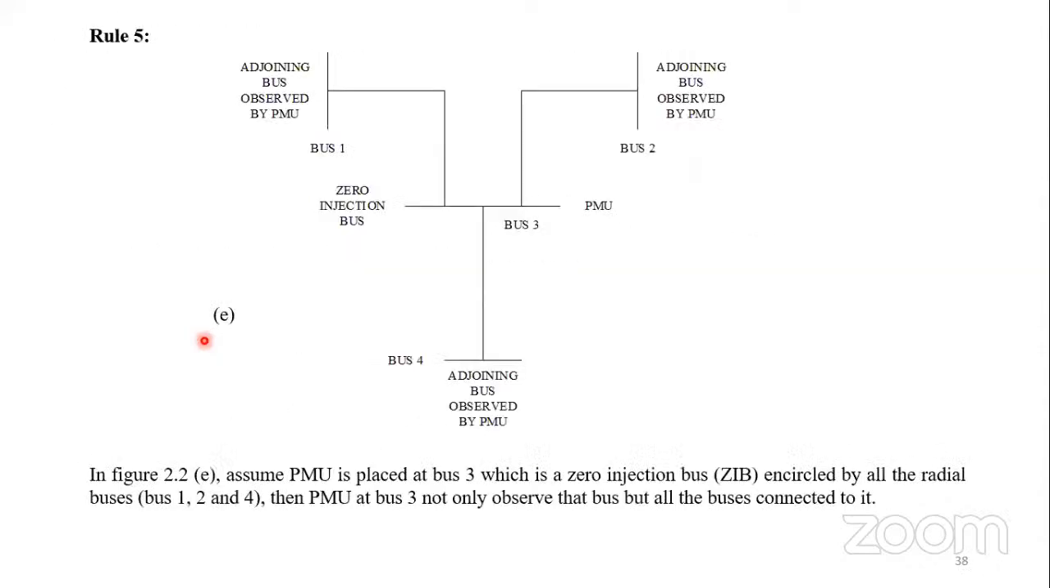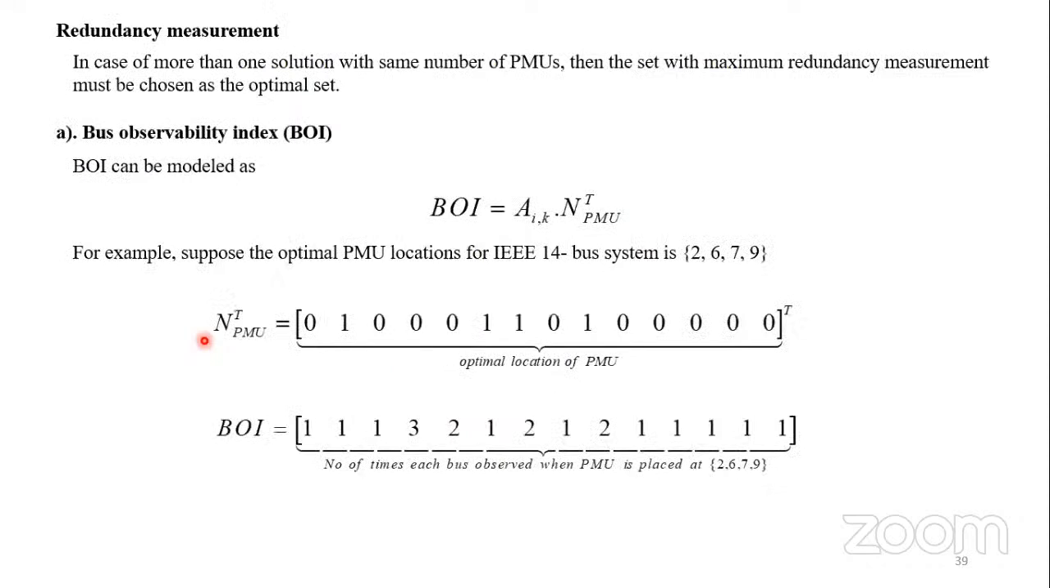Yeah, so we have just completed that. Now, again, there is one important part here, that is redundancy measurement. In the placement of PMU, this will help to find the best set of solutions. As you are seeing here, the bus observability index, that is BOI, has been used in many of the literatures. So what is the formula? That is A matrix times N matrix, where the A matrix is your binary connectivity matrix, and N is your solution string, the NPMU, which shows the solution strings.